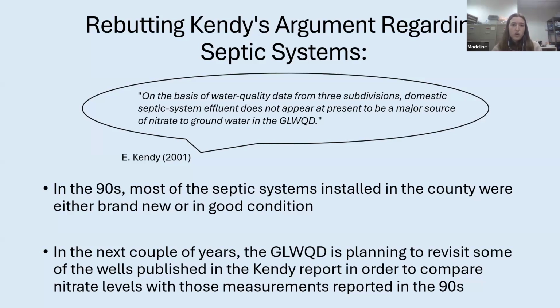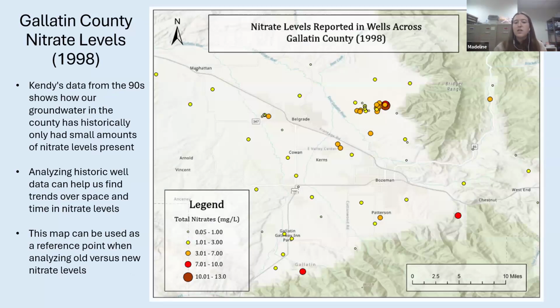So looking at long-term projects for the GLWQD, we're looking to revisit some of those wells published in the Kendi report in order to compare the nitrate levels that were published in the 90s versus the ones that we will sample in the next few years, to kind of get that 30-year difference. And then also looking at a septic density map, trying to overlay some of those spots, to see the spatial and temporal changes of them.